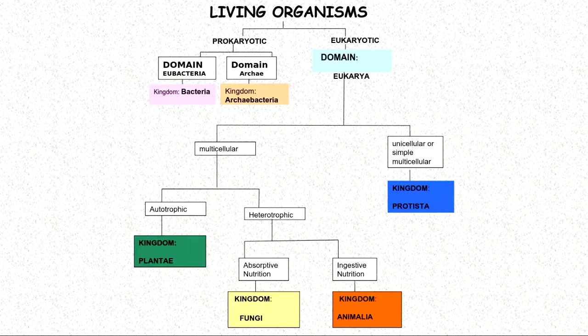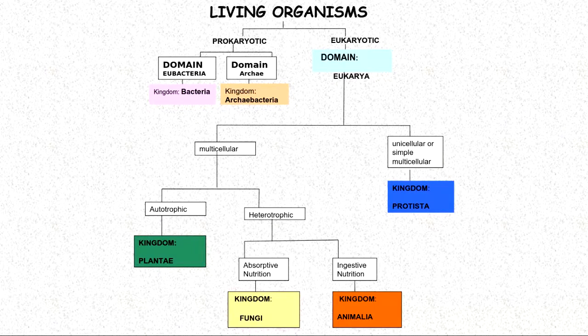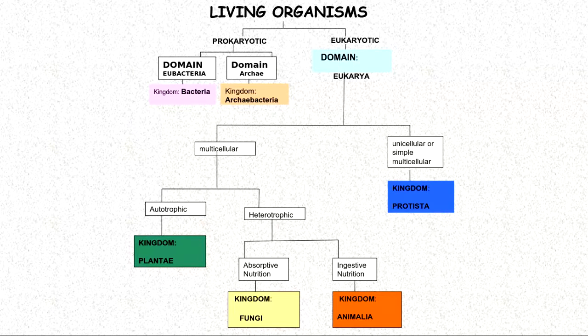And the multicellular organism, if you think about yourself, you are a heterotrophic organism. So you are part of the kingdom of Animalia because you survive by ingestive nutrition. The fungi, mushrooms, are also heterotrophic, and they survive by absorptive nutrition. And those who are the producers of the planet, the kingdom of plantae.